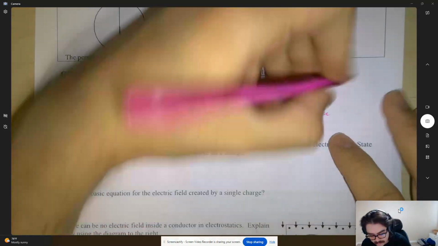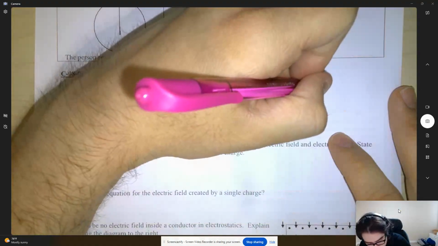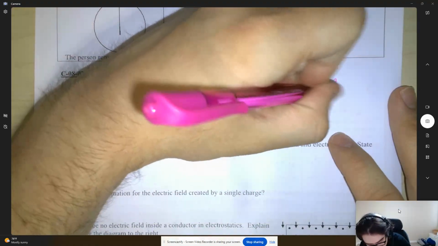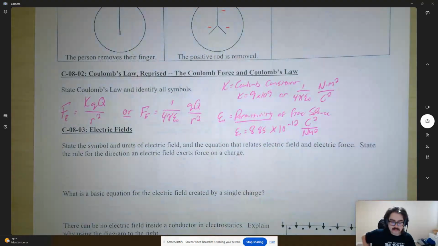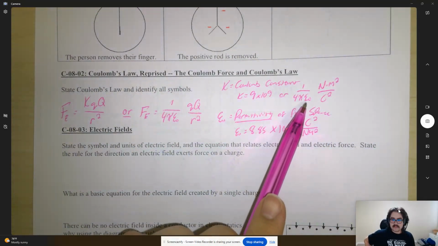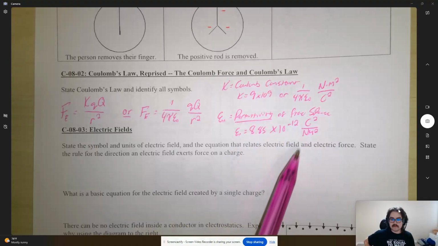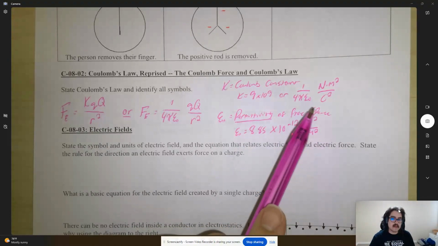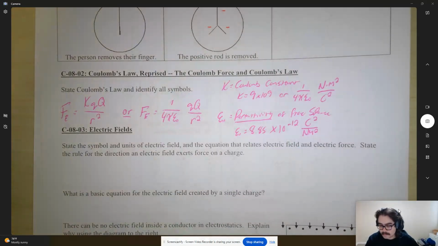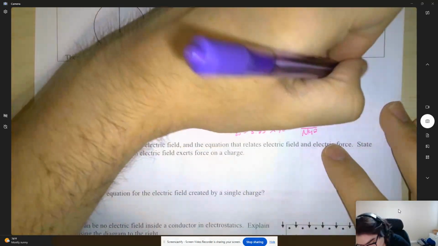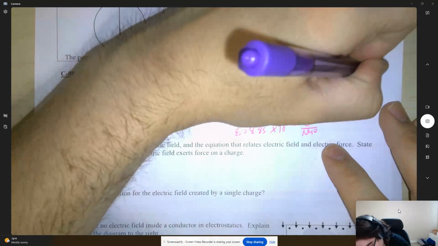By the way, I forgot to mention the units for this one. It's newtons times meters squared over coulombs squared. If you think about it, 4 pi doesn't have any units, and epsilon naught has the units of coulombs squared over newtons meters squared. So when you flip it, because it's in the denominator, it would just be that.